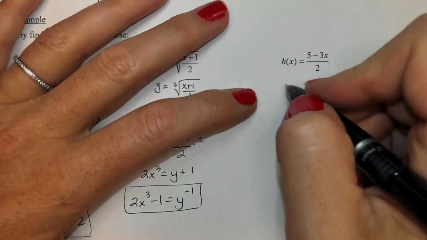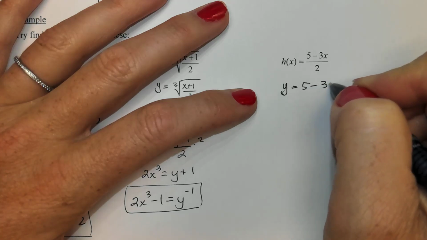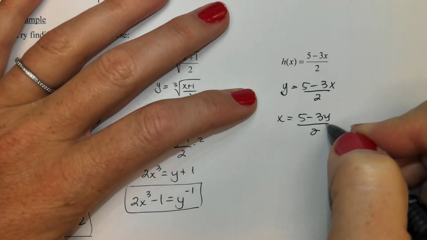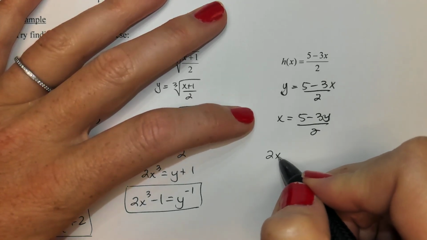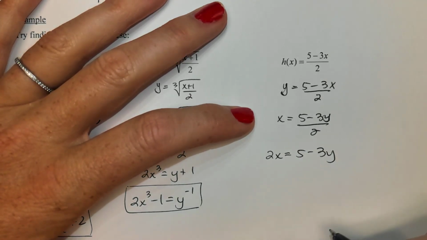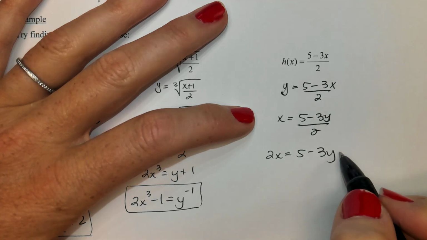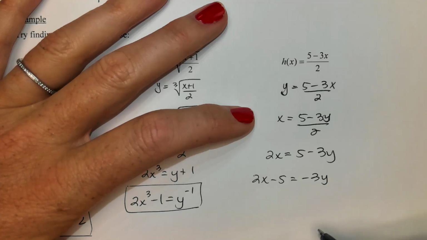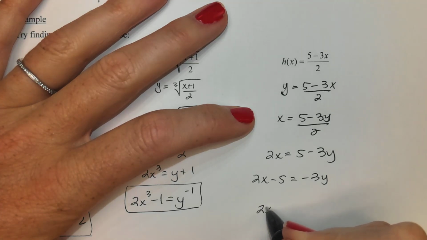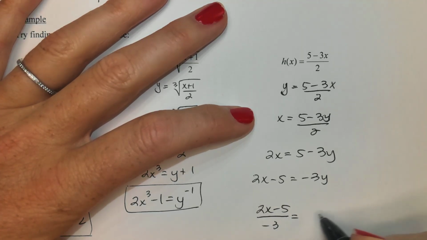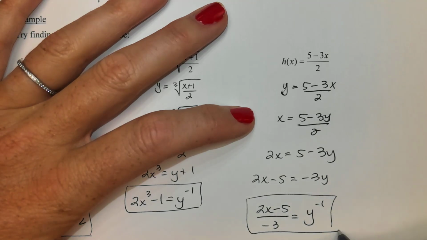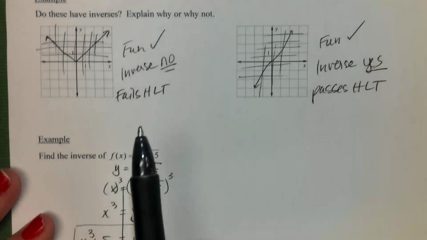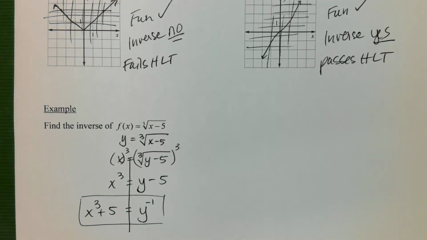Last one looks a lot like the first one, so y equals 5 minus 3x. Switch the x and the y. Multiply by 2. And then remember you're solving for y, so I'm going to move the 5. And then all I have to do is divide by -3. Alright, so we've talked about how to find an inverse both visually using the HLT and algebraically. So switch your x and y and then solve for y.